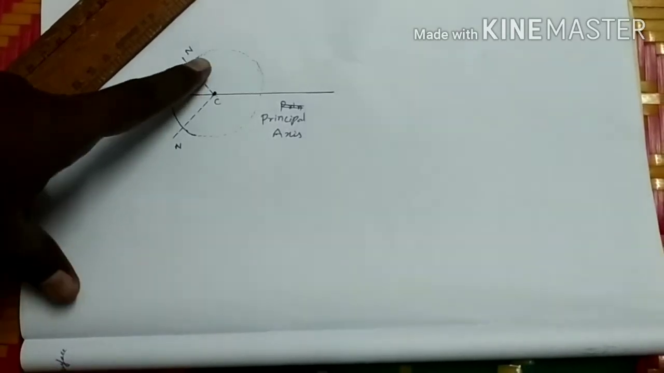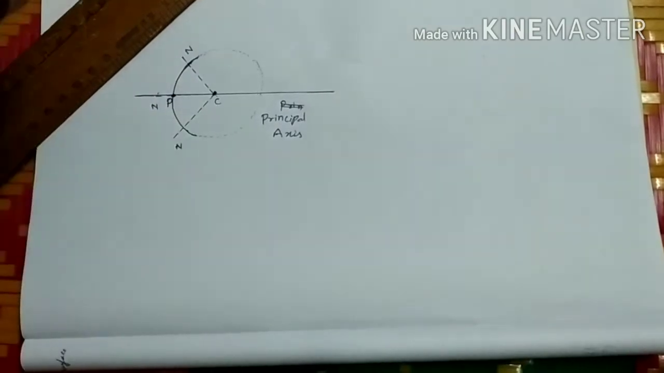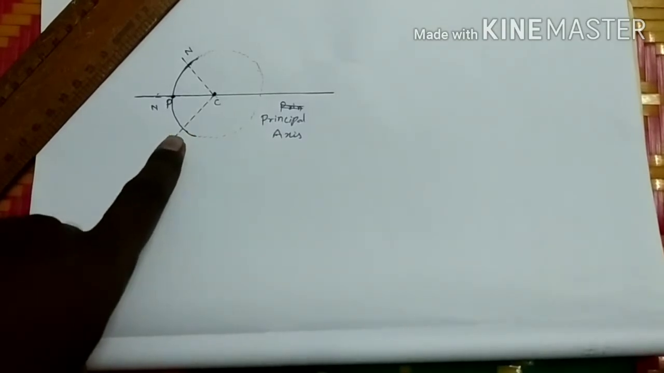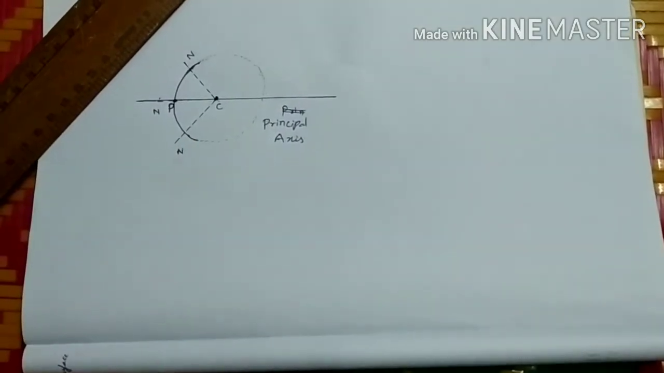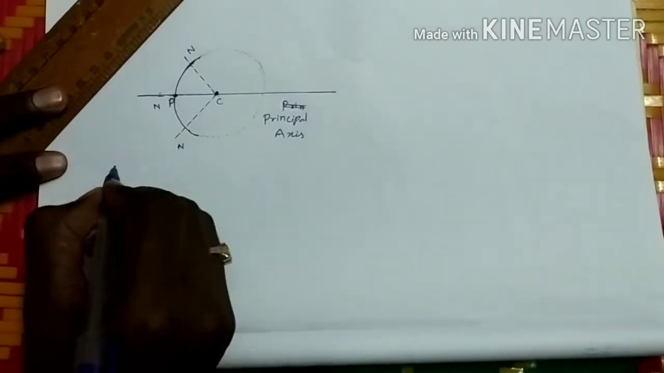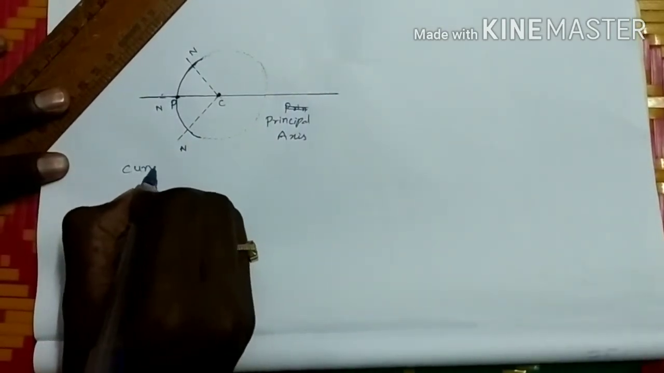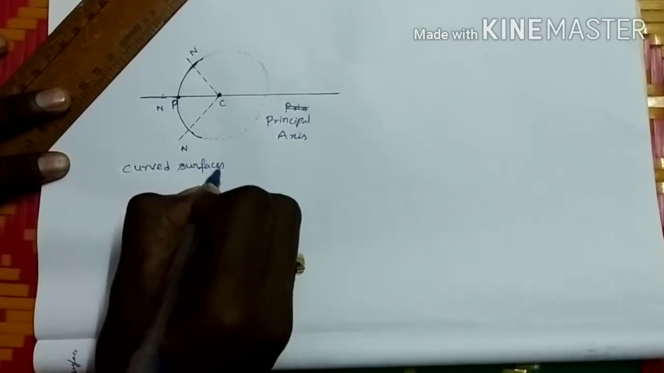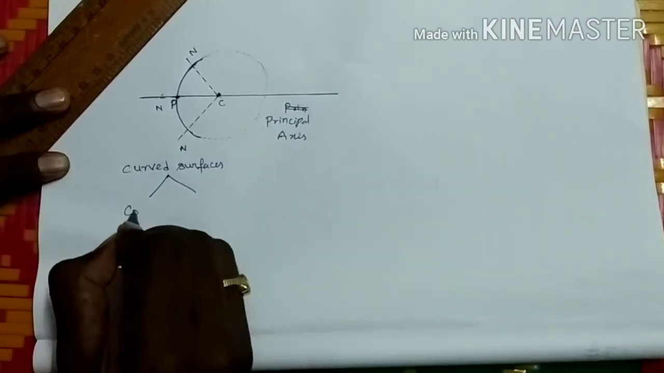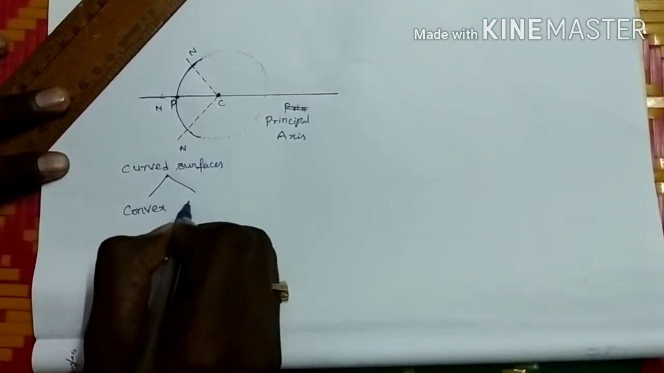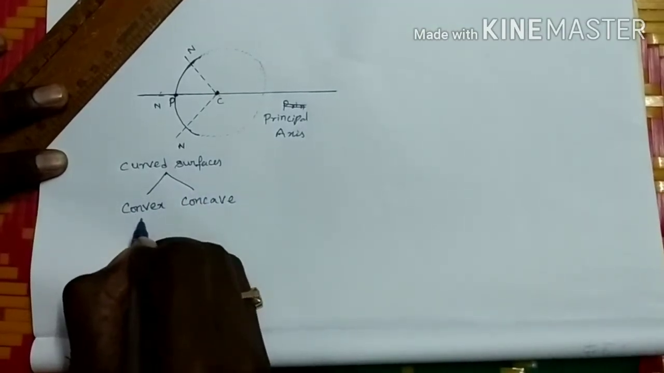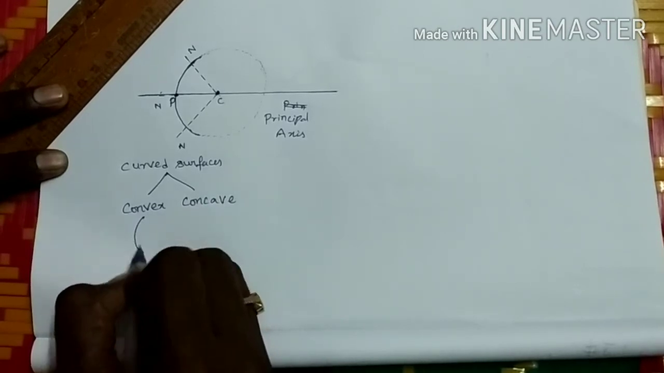Now let us see how the refraction will take place at curved surfaces. Before we learn that, we have to know how many curved surfaces there are. Curved surfaces are of 2 types: convex curved surface and concave curved surface. What is a convex curved surface? The surface which bulges out, that we call a convex curved surface.